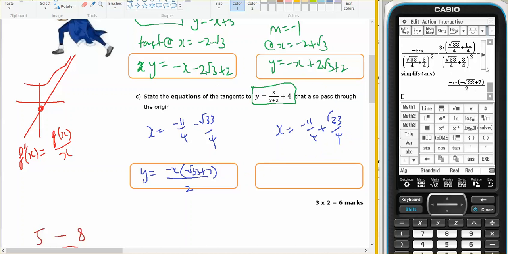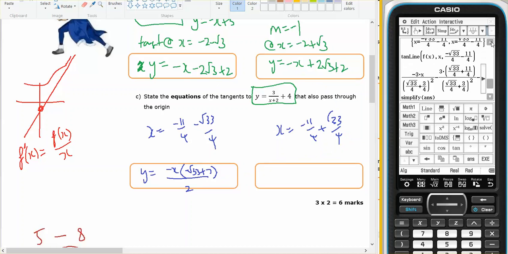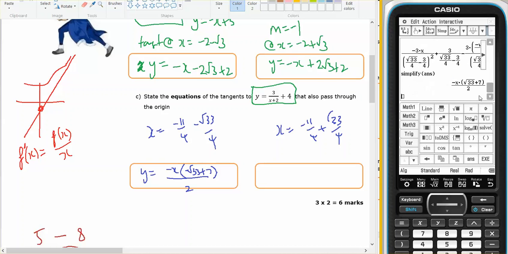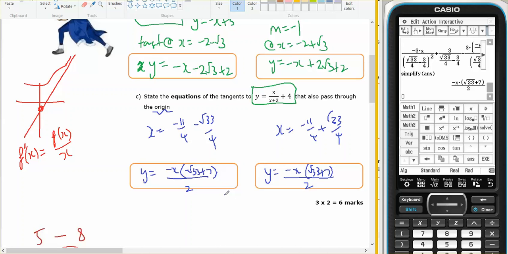and if I also have the positive root 33, that gives me an answer of y equals negative x all on 2 of root 33 plus 7. And of course, since these tangents go through the origin, I don't have a y-intercept in the equations because they go through the origin.